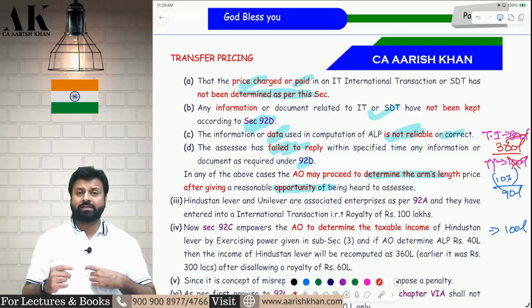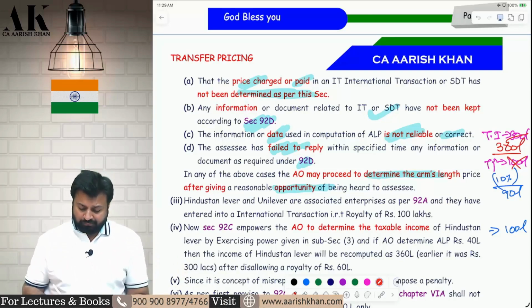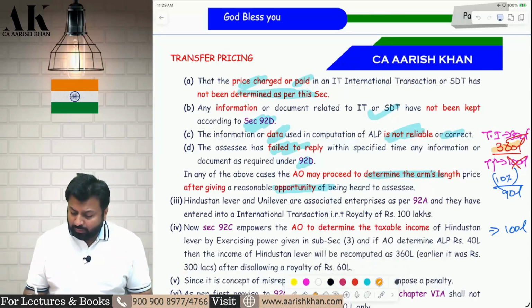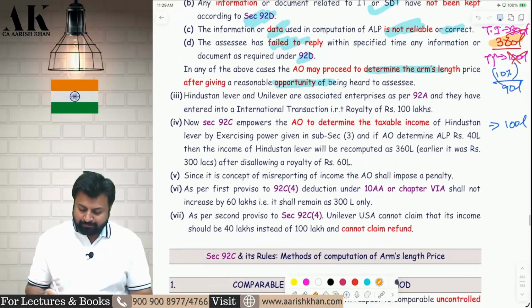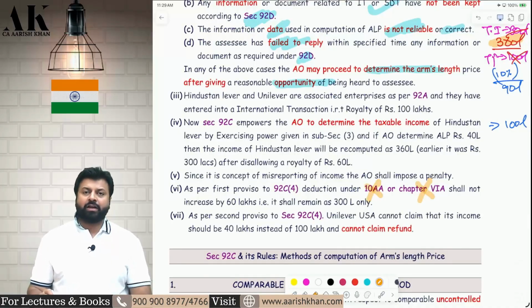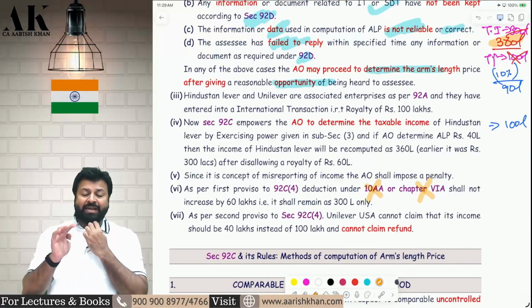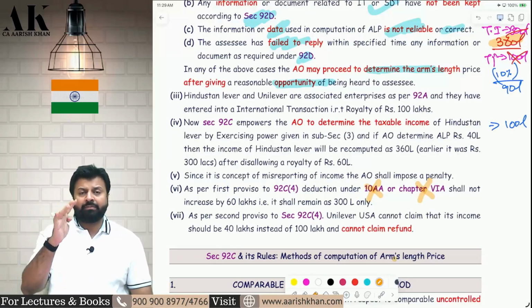Now consequences. What I cannot do. Whatever income is increased by the AO over here because of the change in arm's length price, on that income I cannot claim 10AA. I cannot claim Chapter 6A profit-linked deduction. On this increased income I cannot claim 10AA deduction. On this increased income I cannot claim profit-linked deduction. These two things are not possible.